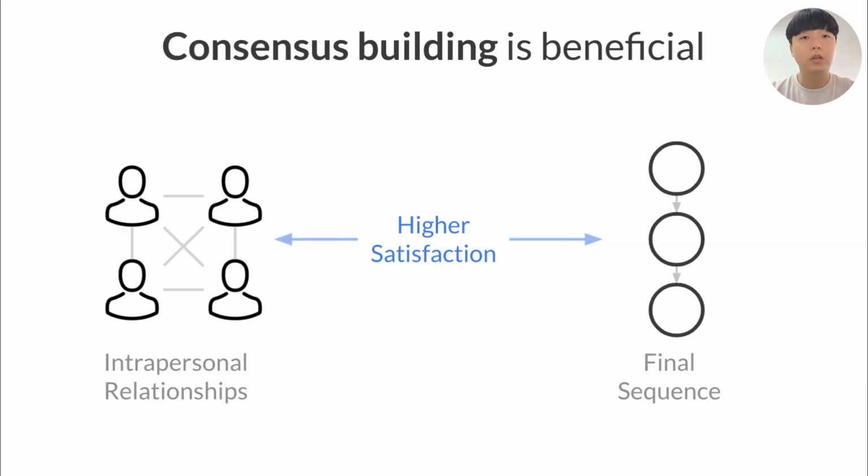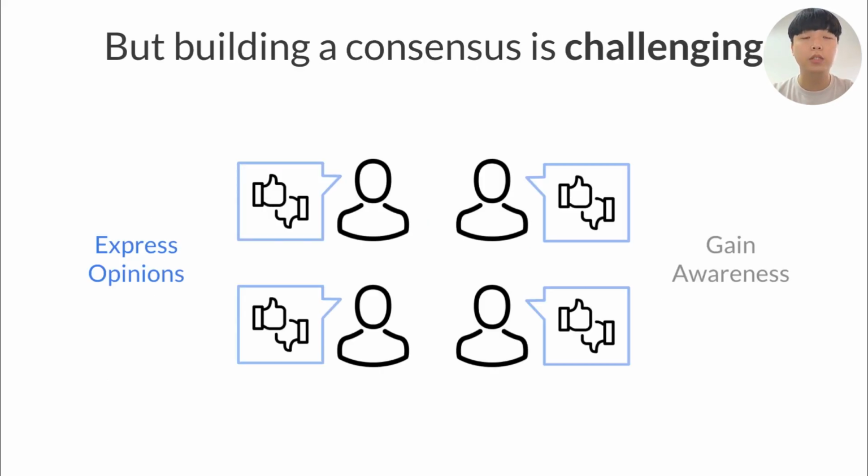In this situation, the group members can be collectively responsible for and affected by the final sequence, and thus building a consensus is essential to achieve high satisfaction regarding the result and intergroup relationships. However, reaching a decision based on all of the group members' consensus can be challenging.